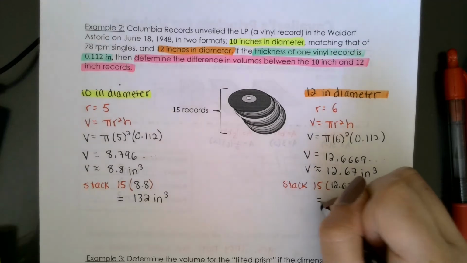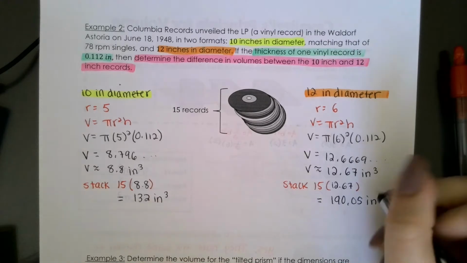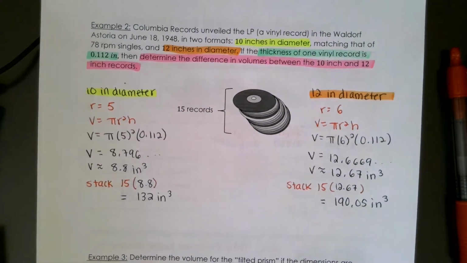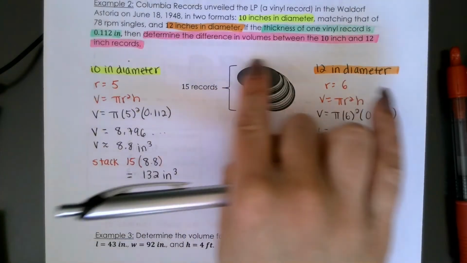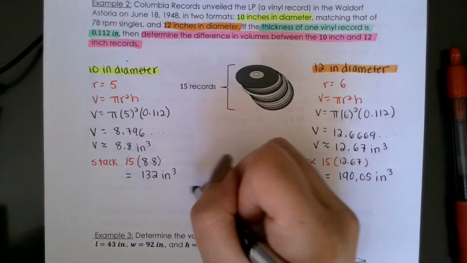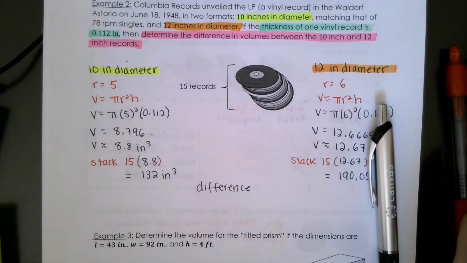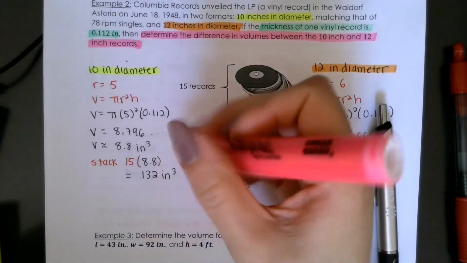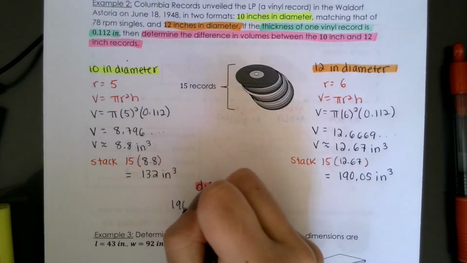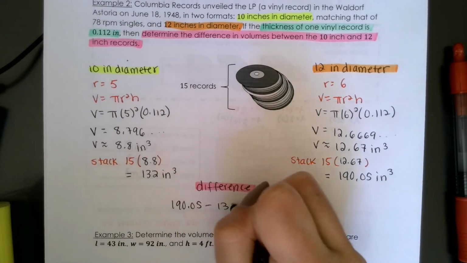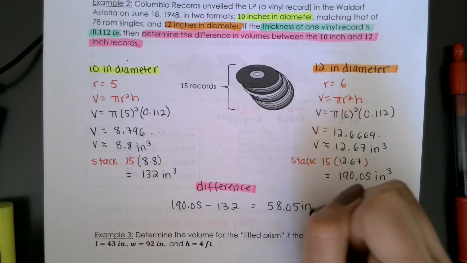So that's going to give you 190.05 inches cubed. And now, remember, answering the question, find the difference. So for the difference of the volume, we're just subtracting them. We're going to go ahead and do 190.05 minus 132. So the difference in volume will be 58.05 inches cubed.